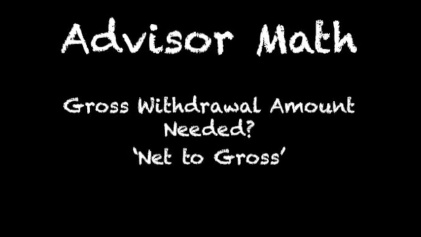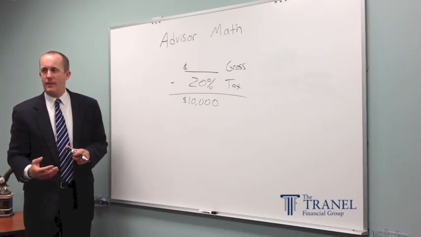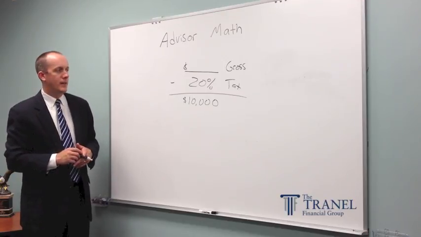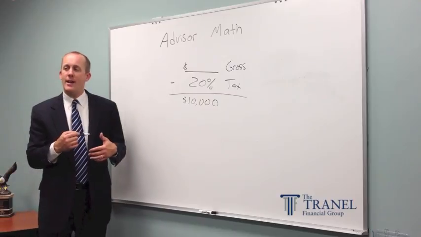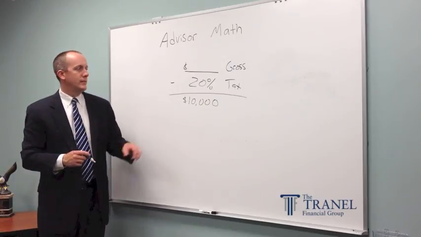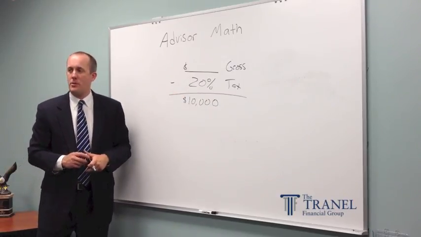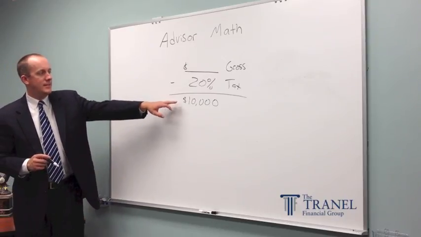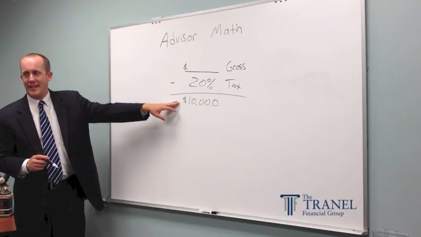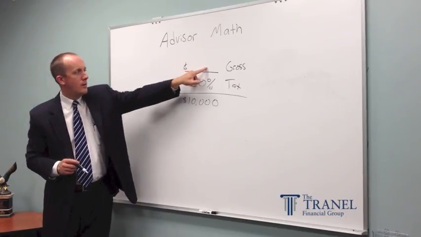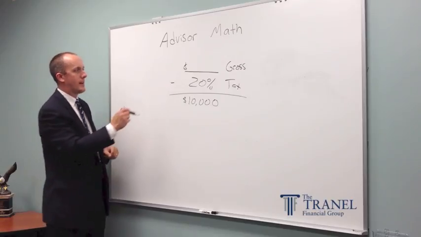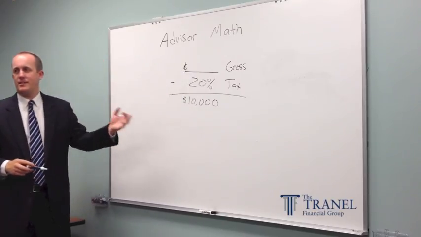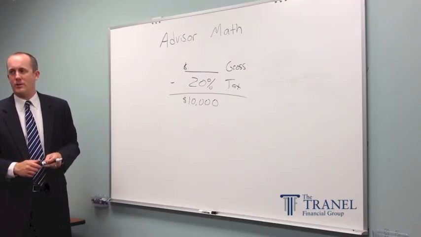Let's say that a client comes to you, they have an IRA, and they need $10,000 from their IRA. Well, when you take money out of an IRA, it's of course taxable. Let's assume that the client is in the 20% tax bracket, and they want to net $10,000 after taxes. So there's some number they need to withdraw as their gross number, minus 20% taxes, to net them $10,000.